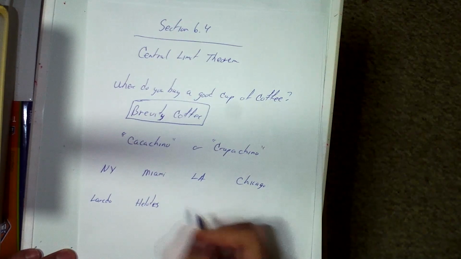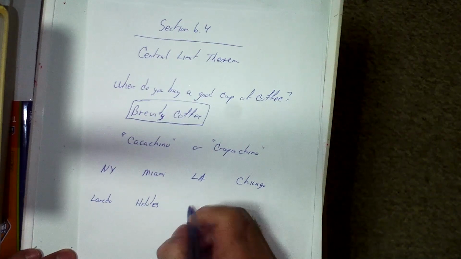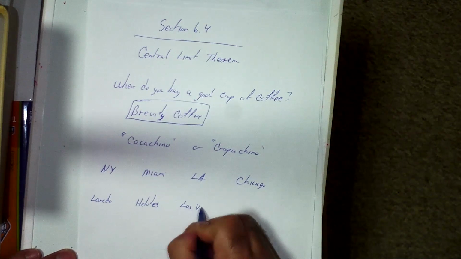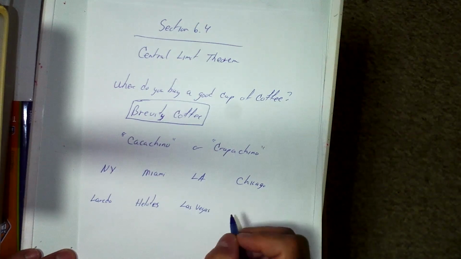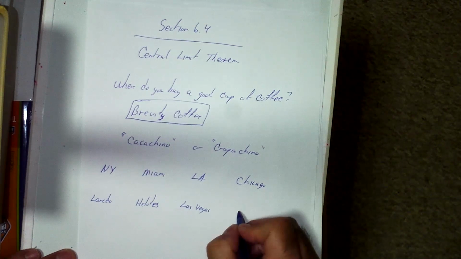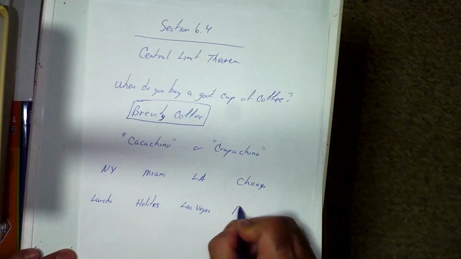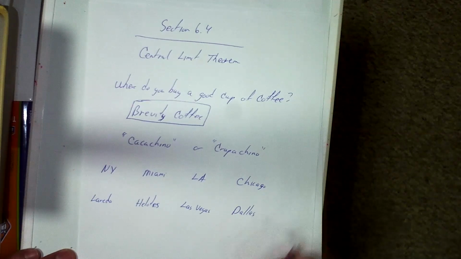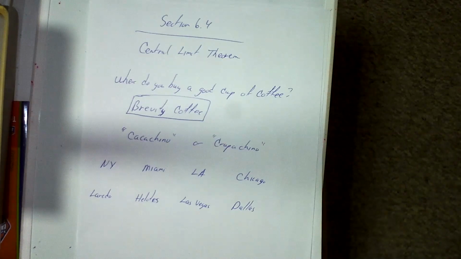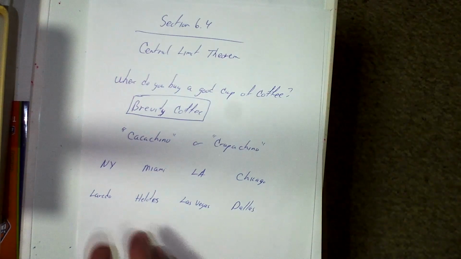Chicago. What about Las Vegas? Las Vegas would be good. And where else? Another big city. Atlanta, maybe? Or Dallas. I forgot about Dallas. Hello, Dallas. Atlanta. I forgot about Atlanta. Yeah. Atlanta. All right. So here are your big places that you're gonna test your product.